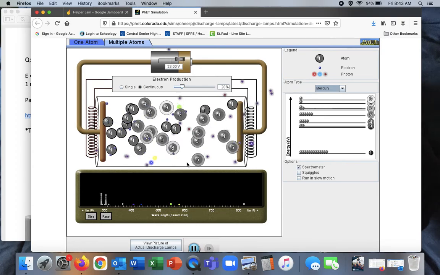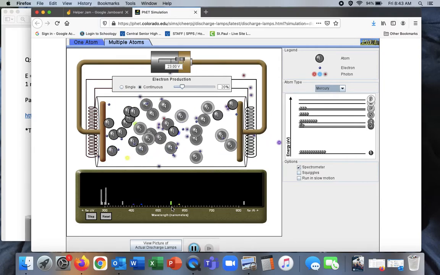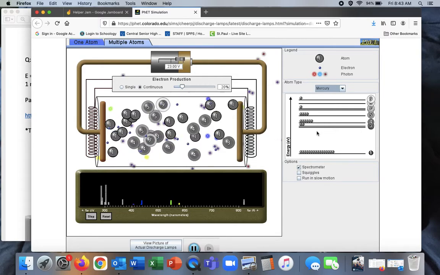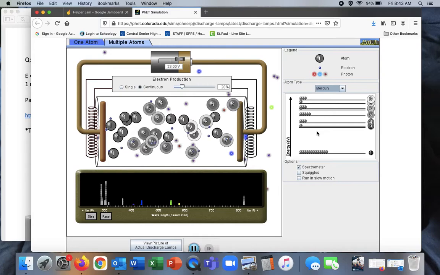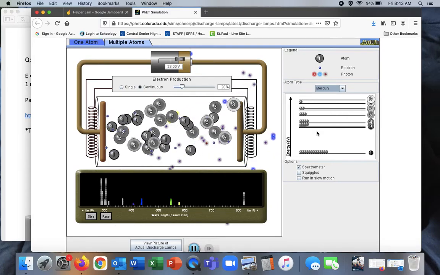So we're starting to see some colors coming up, and they're different from what we saw before because the placement of the electrons is very different in mercury. It has more electrons, more orbitals that electrons can go into. So there is a bit more going on here.